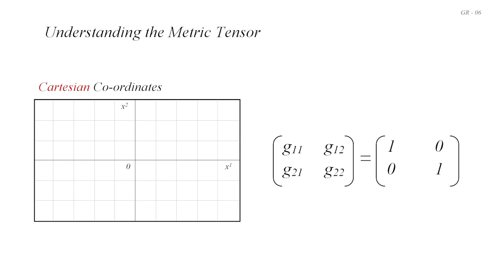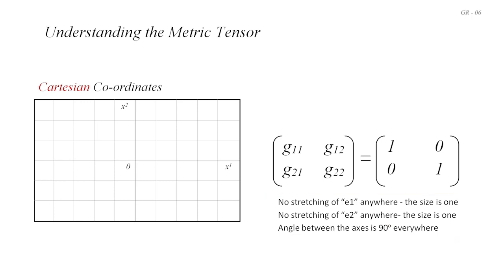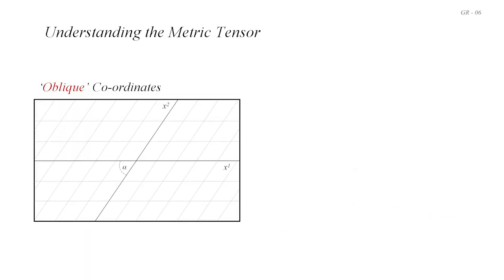The three pieces of information for this two-dimensional frame are therefore no stretching of the E1 anywhere, the size is 1. No stretching of E2 anywhere, the size is 1. Angle between the axes is 90 degrees everywhere. Cosine angle is 0. Okay, that's for the two-dimensional Cartesian frame of reference and flat space. Now let's look at how this way of interpreting the metric tensor works out for other frames of reference measuring a two-dimensional flat space. We'll next look at the oblique coordinates.